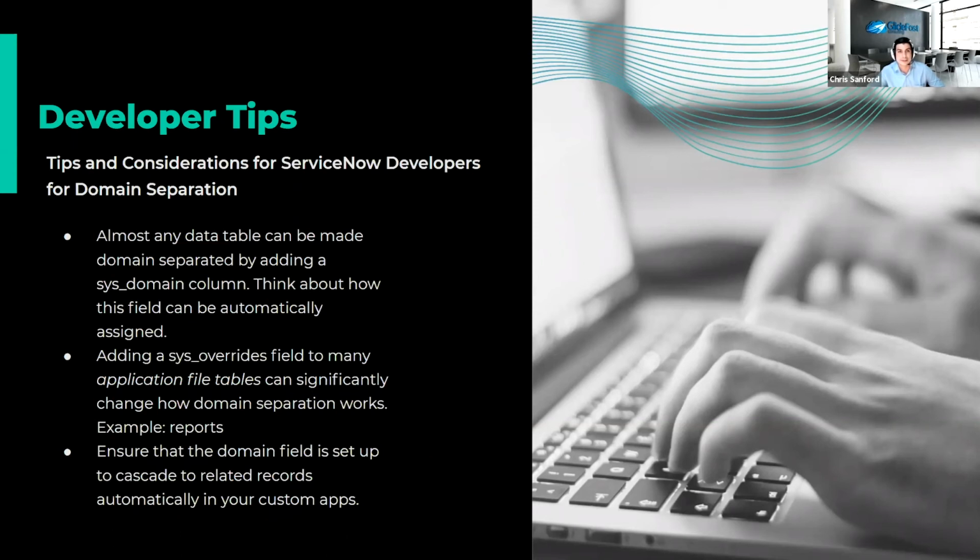A good example of this is reports. Without a sys_overrides field, a report created in the top domain is only going to be visible for users in the top or global domains. But if you're looking to enable roll-up reports that can be extended and shared to users in lower domains without creating a separate report in each of those domains, you can do this by adding a sys_overrides field to the sys_report table. When you have this field, users in lower domains will be able to see a report in the top domain, but if they make any edits to it, it will create a new report that overrides the top level one automatically. This is what's called a domain override and is a key component of process separation functionality.